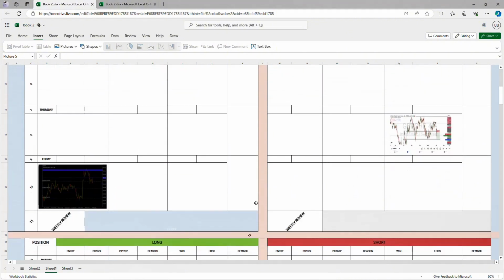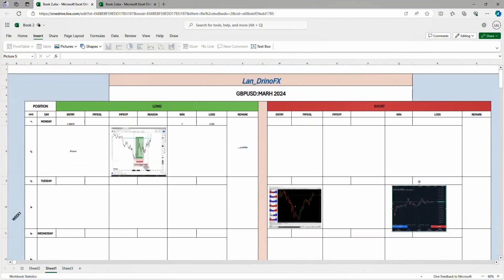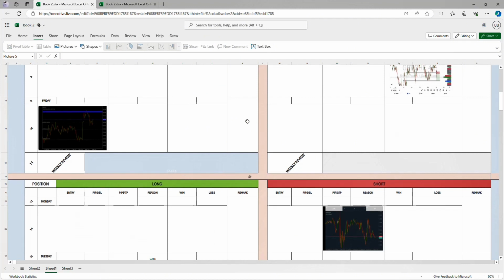Then let's assume that on Friday, you took a buy trade, meaning you are not going to fill anything here. This is going to be void. So you will come to Friday now. You are going to write your entry price here. You are going to write your stop loss. You are going to write your TP. You are going to write the reason for which you are taking that trade.